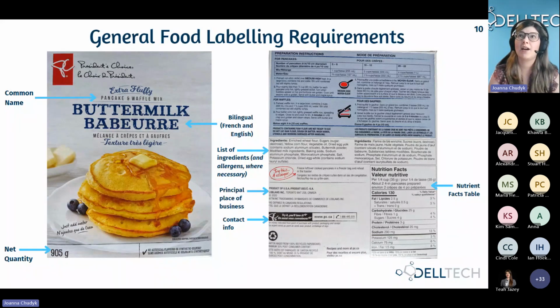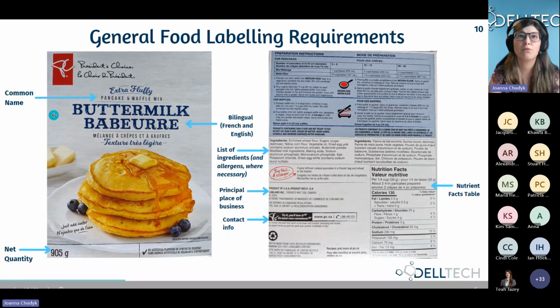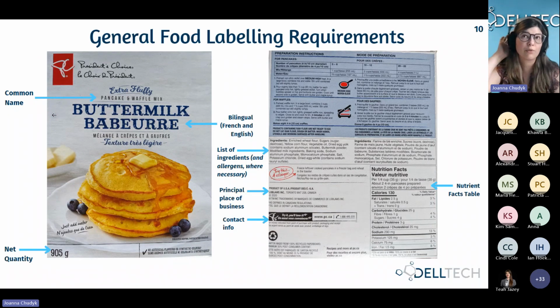The first part of the label we're going to look at is the principal display panel, or the PDP. On this surface, you're required to include the common name. This is the name at which your food is commonly referred to as. And there are certain font size requirements as well, depending on the area of the principal display surface. This calculation can be found on the CFIA labeling guidance.